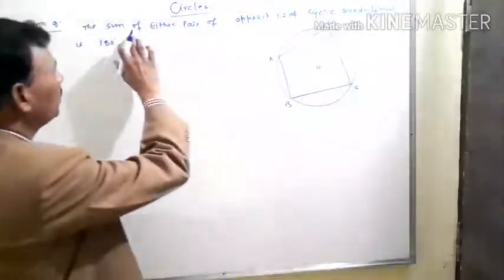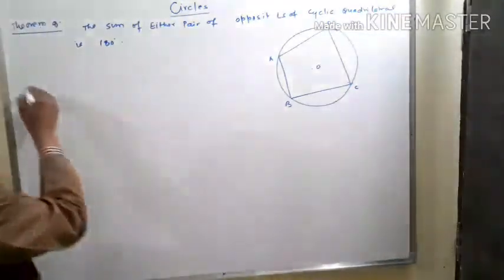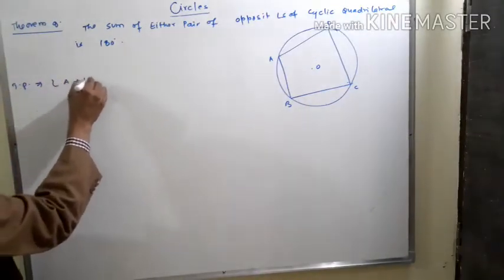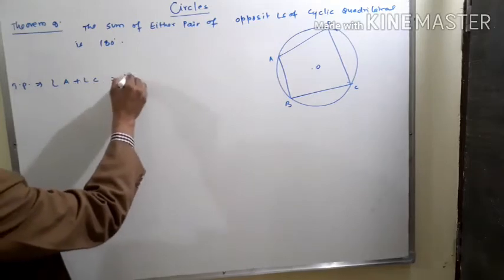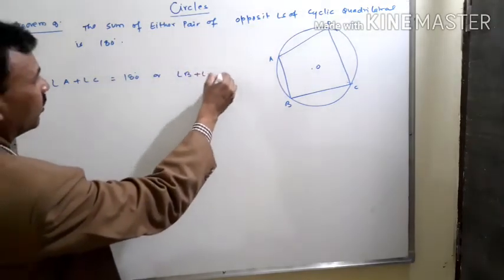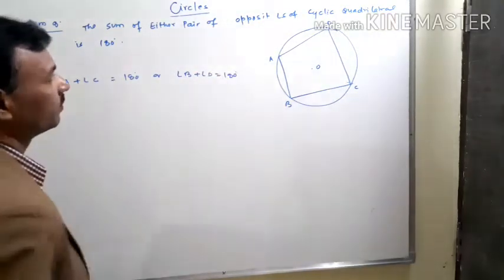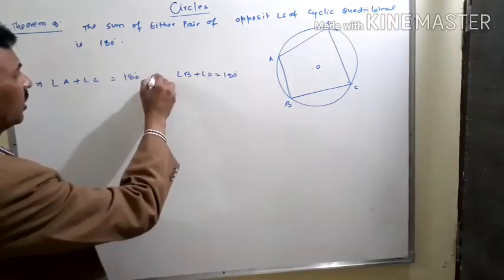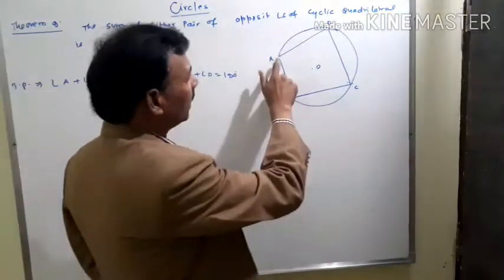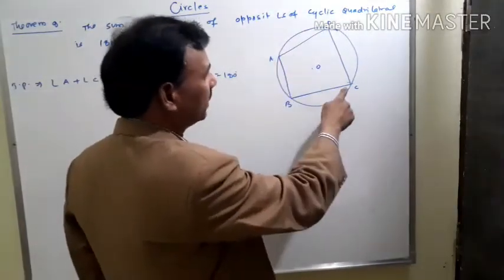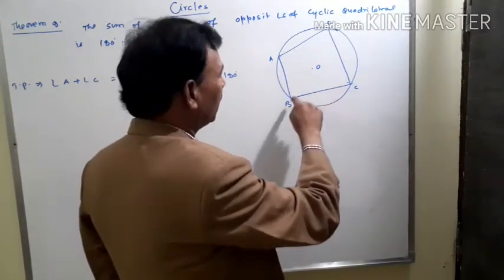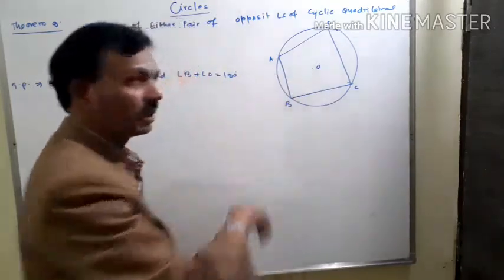Then, according to this concept, we have to prove that angle A plus angle C equals 180 degrees, or angle B plus angle D equals 180 degrees. That means the sum of both pairs of opposite angles. The opposite angle of A is C, and of B is D. So angle A plus angle C and angle B plus angle D will be 180 degrees.